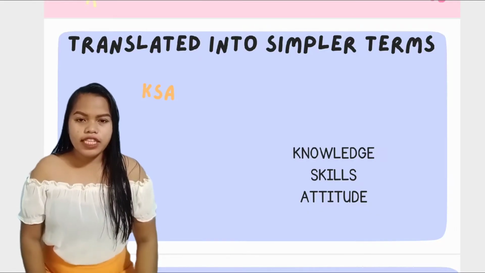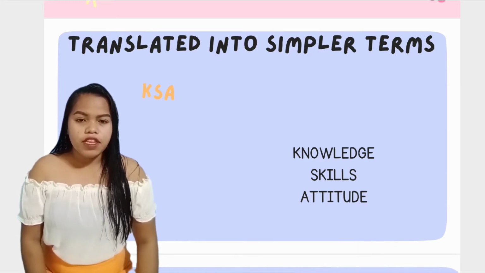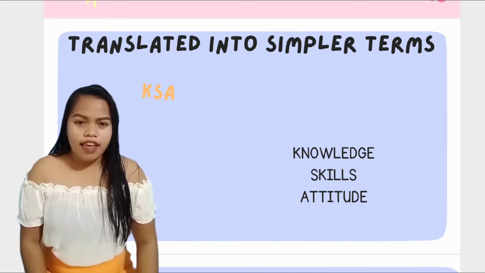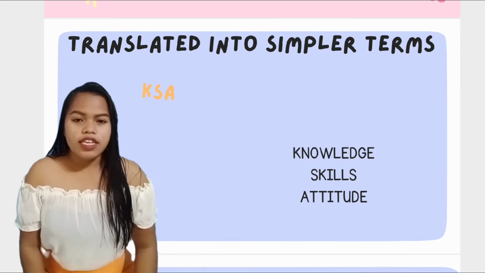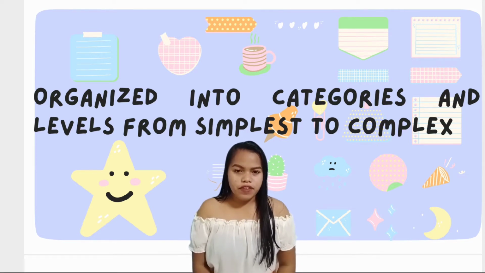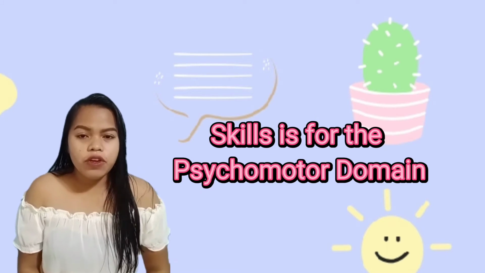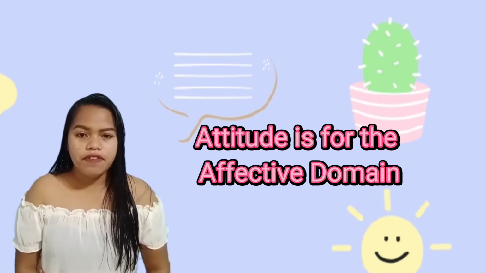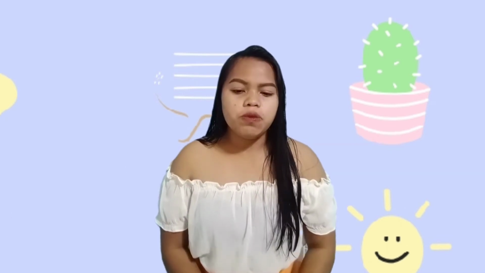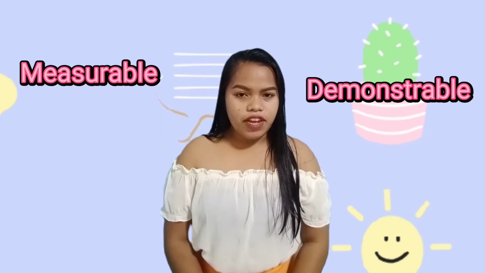These three domains were translated into simpler terms commonly used by teachers today because those domains were too complex for practicing teachers. These domains are known as the KSA, or also known as the knowledge, skills, and attitudes. These three domains are organized into categories or levels and are arranged in hierarchical order from the simplest behavior to complex behavior. Knowledge is for the cognitive domain, skills is for the psychomotor domain, and attitudes for the affective domain. And the learning outcomes were stated as concrete and active verbs to ensure that it is measurable, demonstrable, and verifiable.